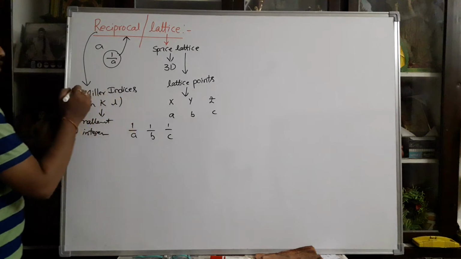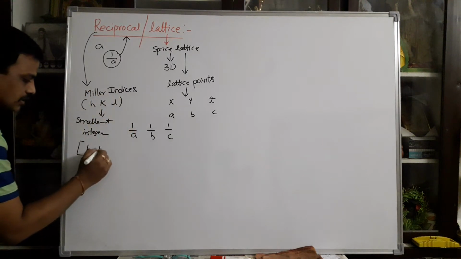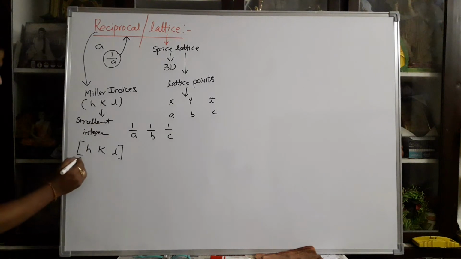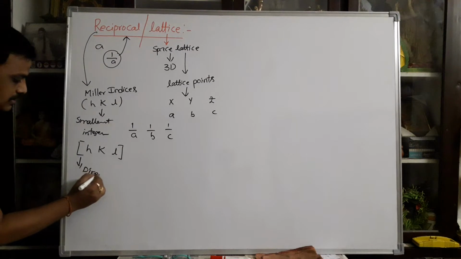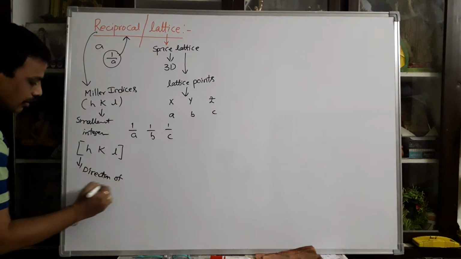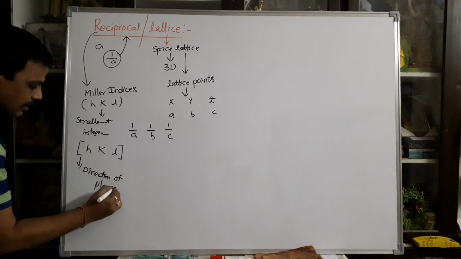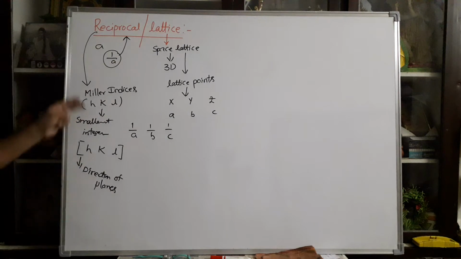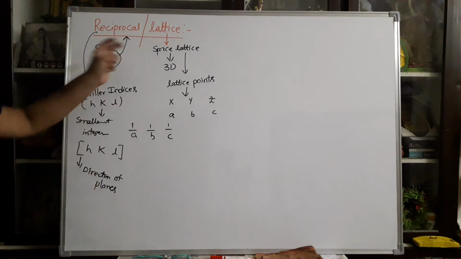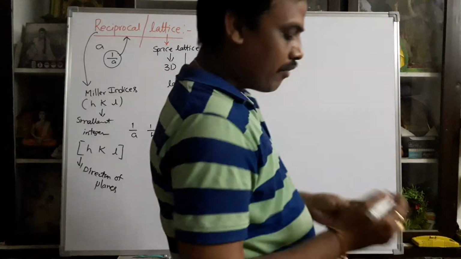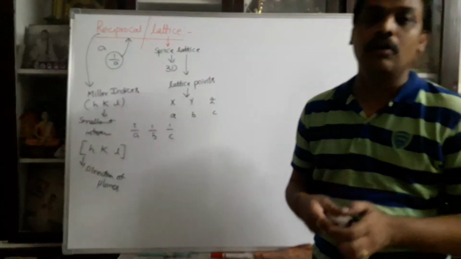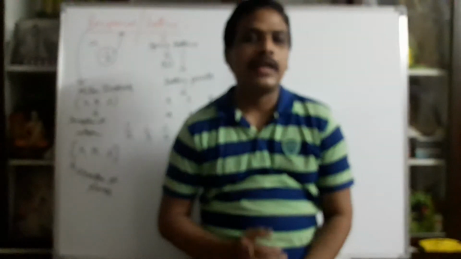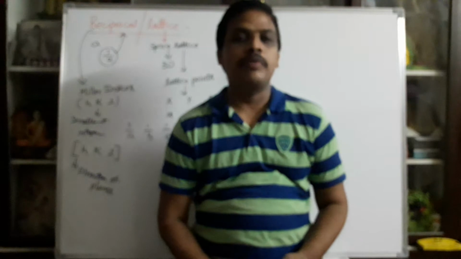This is called Miller indices. Suppose these Miller indices H, K, L are indicated in square brackets. The square bracket indicates the direction of the planes. Square bracket indicates the direction, curved bracket indicates the Miller indices. So from the Miller index point of view, we can easily calculate the reciprocal lattice. In our past class this topic also came. According to Miller indices, lattice planes are indicated by using Miller indices.